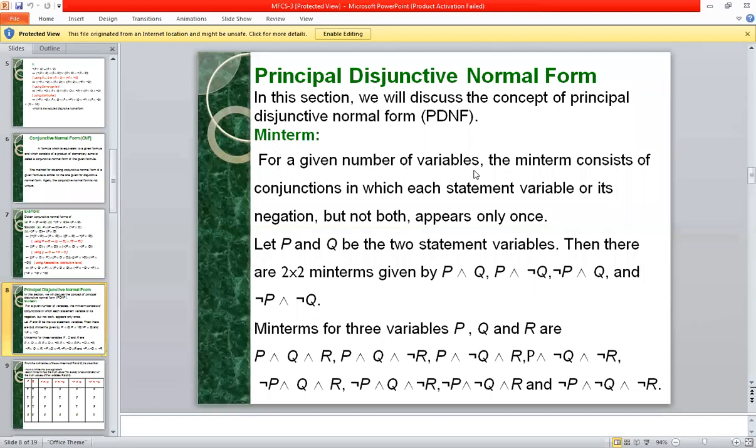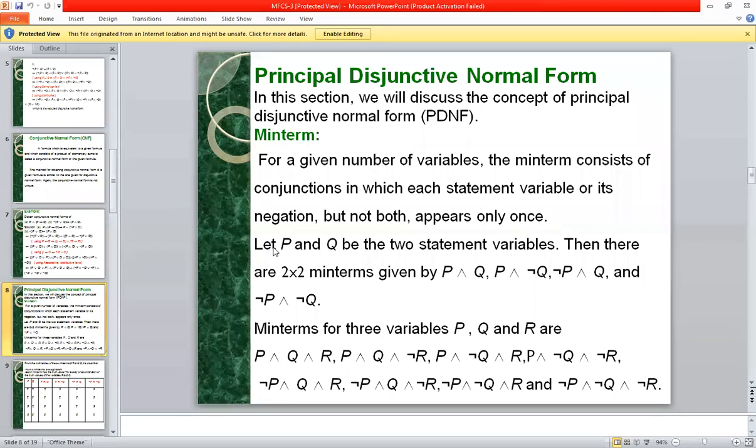For a given number of variables, the min term consists of conjunctions in which each statement variable or its negation, but not both, appears only once. Conjunction means the product symbol.